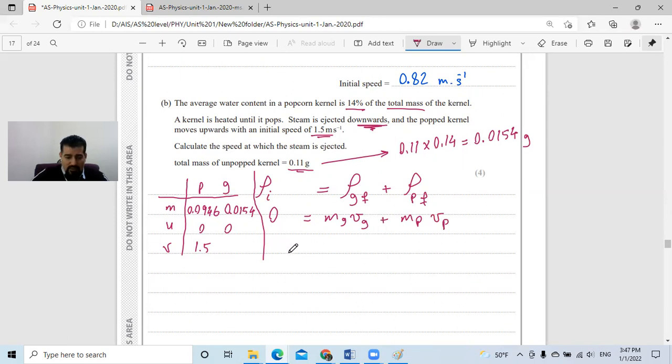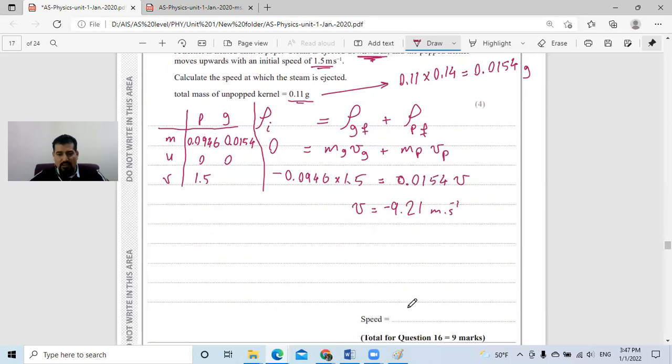So let's move this to the other side. It will be negative because negative is downwards. So 0.0946 multiplied by 1.5 is equal to negative 0.0154 multiplied by V. Dividing, V equals negative 9.21 meters per second. And this is the average gas ejection speed. Negative means downwards, 9.21 meters per second.